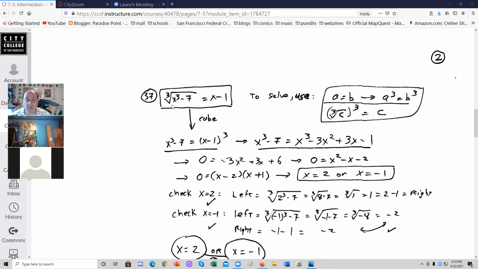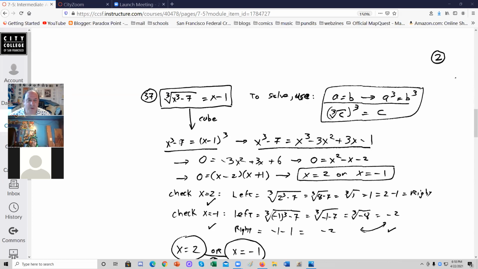Cube root of x cubed minus 7 equals x minus 1. Now here, we cube both sides, and cube root of a cube of a cube root cancels out. For this one, we probably won't have to worry about spurious roots because cube roots are well behaved for negative numbers. Okay, so you cube both sides.